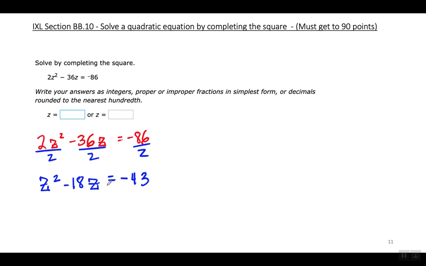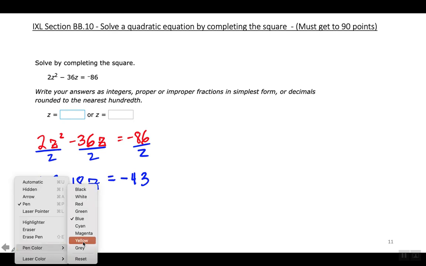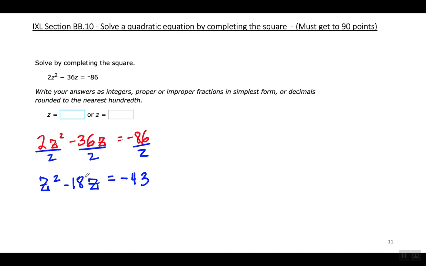Alright, I forgot to leave space to complete the square. Okay, I'll fit it in there somehow. Alright, so I'm going to take the b term divided by 2 and square it. So negative 18 divided by 2 is negative 9, and negative 9 to the second power is positive 81. And I got to add that to both sides.